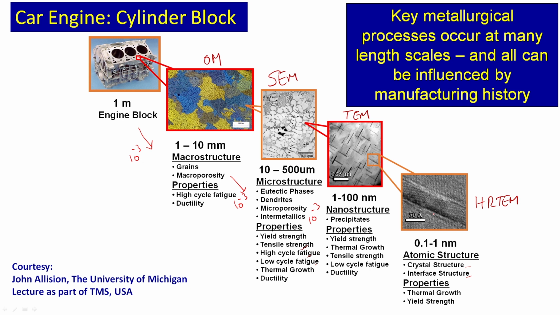That is why superalloys are very good at high temperature. But for cylinder block applications, temperatures may not be very high, maybe a maximum of 300 to 400 degrees Celsius. But remember we are using an aluminum alloy, and the melting temperature of the alloy is very low. Therefore, the precipitates can grow under a certain long thermal history during the application in a car engine. This is again taken from John Allison's lecture at the University of Michigan, given as a part of TMS.